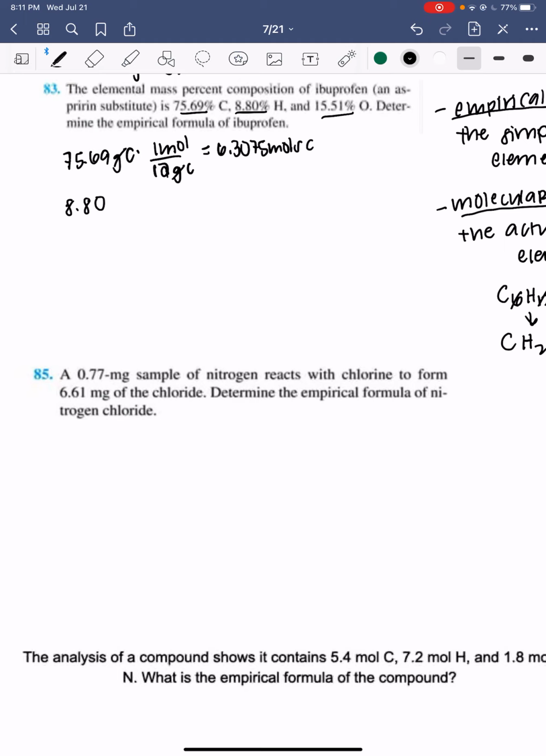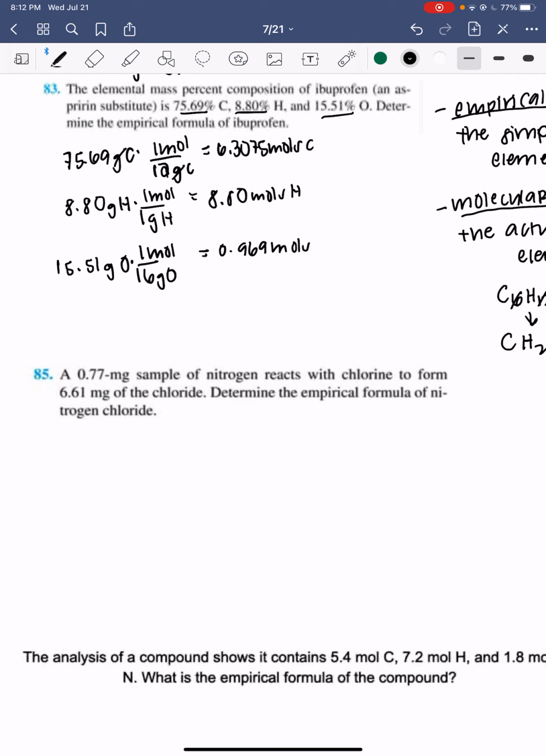8.80% hydrogen is the same thing as 8.80 grams of hydrogen. The molar mass is 1 gram of hydrogen per 1 mole of hydrogen. And now we just have 8.80 moles of hydrogen. Lastly, we have oxygen. 15.51% of oxygen is the same thing as 15.51 grams of oxygen. The molar mass according to the periodic table is 16 grams of oxygen per 1 mole of oxygen. When we multiply that out, we should get 0.969 moles of oxygen.